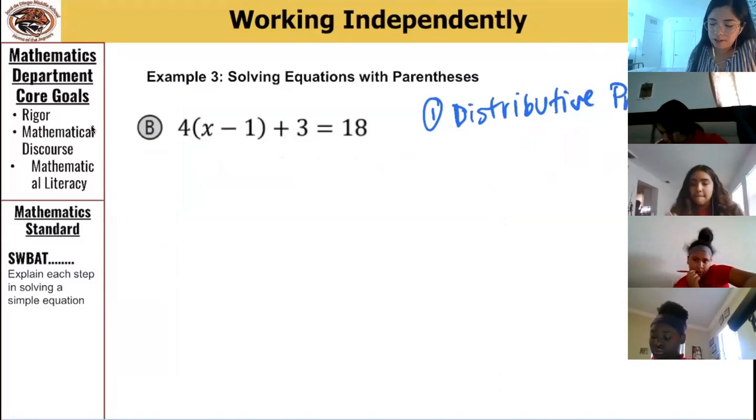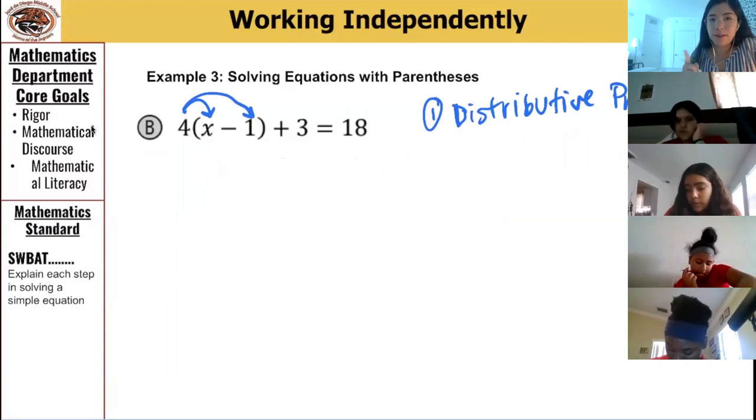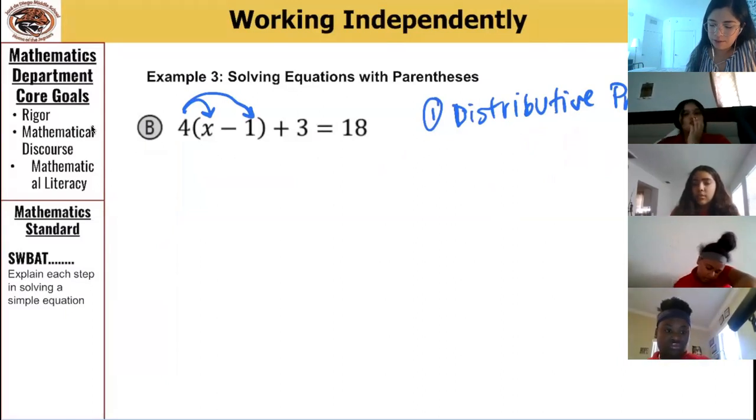And very similar to the previous problem, I have a minus sign in there, and that's going to be very important. Because if you mess that part up, it's going to get the whole thing wrong. All right, so 4 times x gives me 4x. 4 times negative 1, because remember, we carry that minus sign with us. That's going to be minus 4 plus 3.